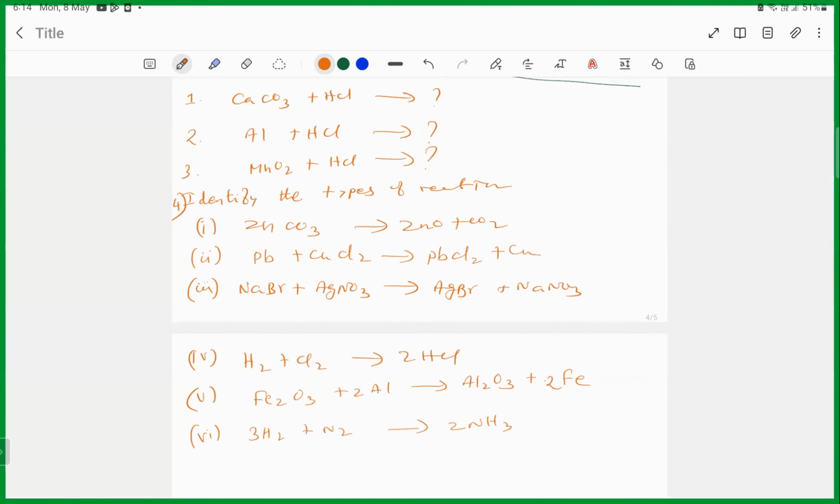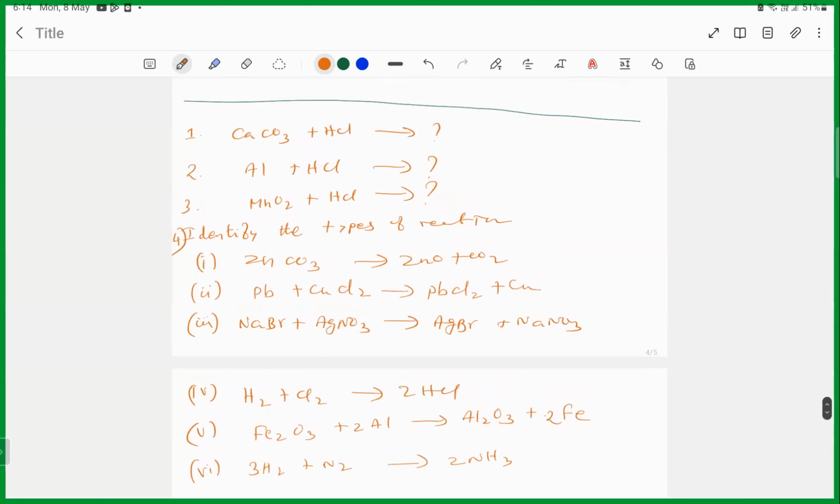First one, CaCO3 plus HCl. When the calcium carbonate reacts with HCl, what will we get? Anyone? When the calcium carbonate reacts with HCl, what will we get? What will we get? Are you there?